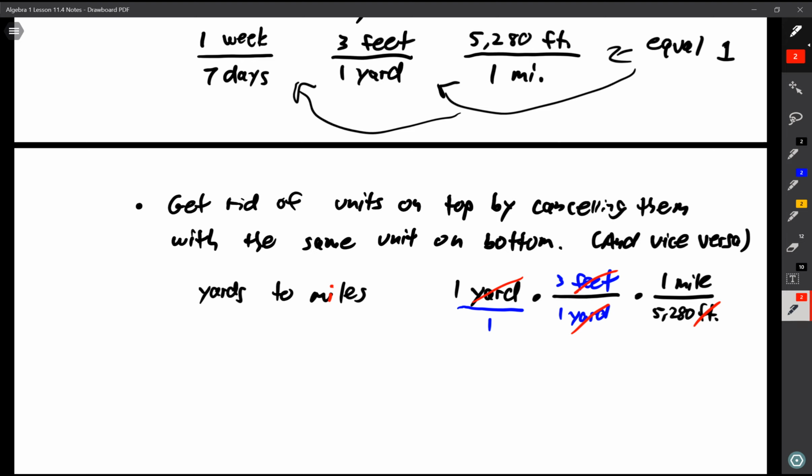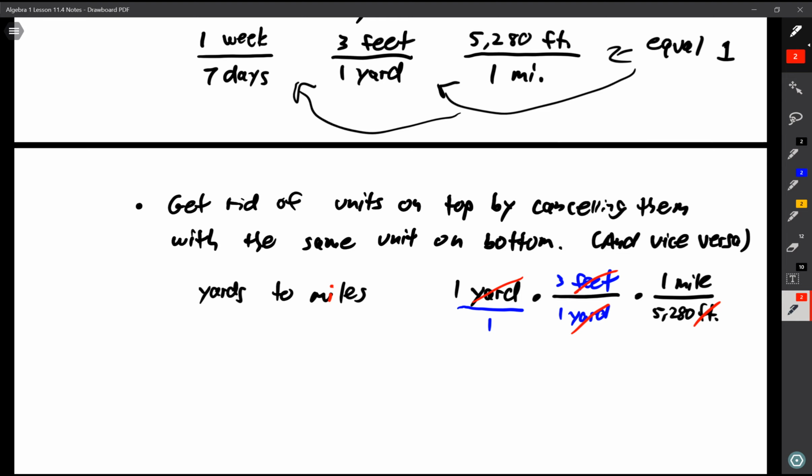In other words, this fraction is how much of a mile 1 yard is. 1 yard is 3 over 5,280 miles. Okay? So what the problems are going to look like that you're going to have will be stuff like this.